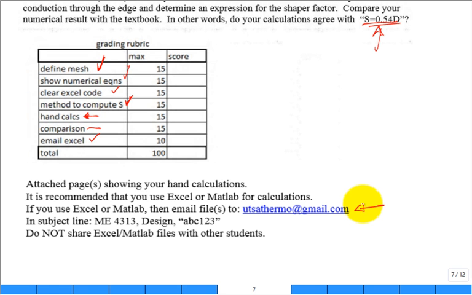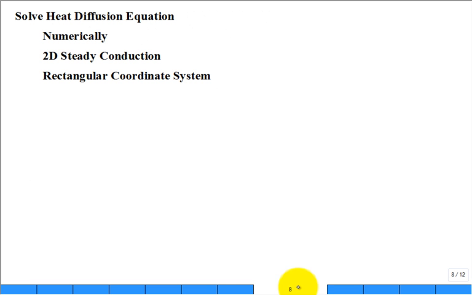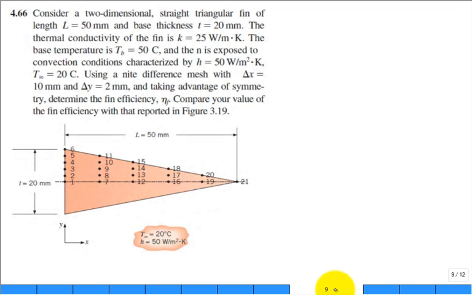Yes? Somebody else? All right, let's continue on because I want to demonstrate solving a problem similar to the problem that I've asked you to solve, but it's not that close that you can just reproduce it. So here it is. Consider a two-dimensional straight triangular fin of length 50 millimeters. So here's the 50 millimeters. And a base thickness of 20 millimeters. The thermal conductivity of the fin is 25 watts per meter K.